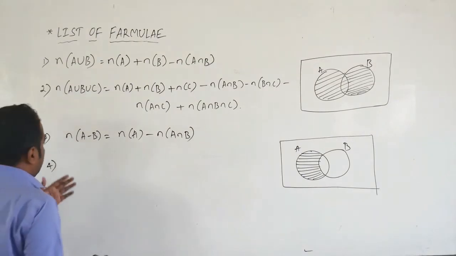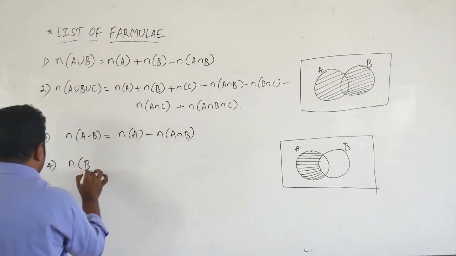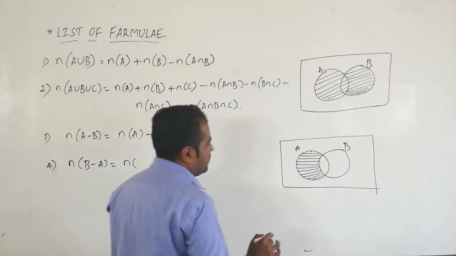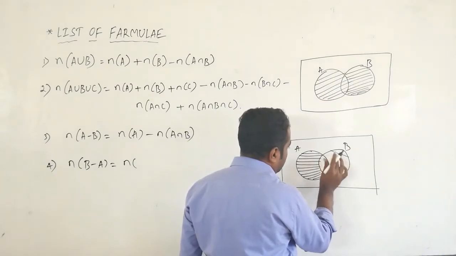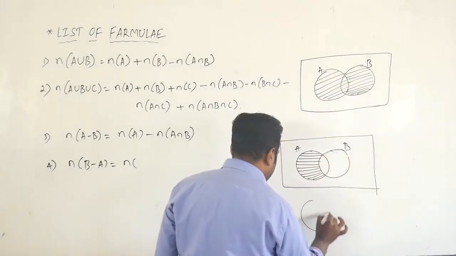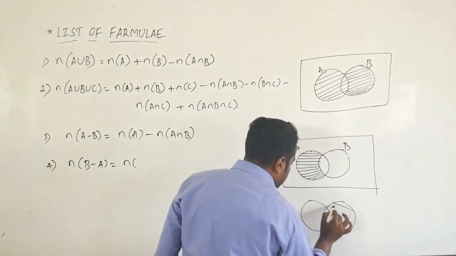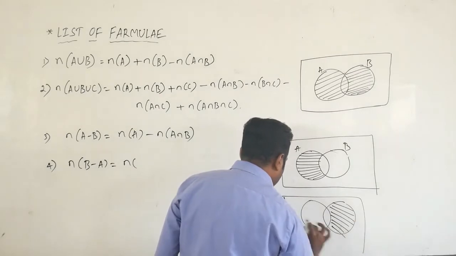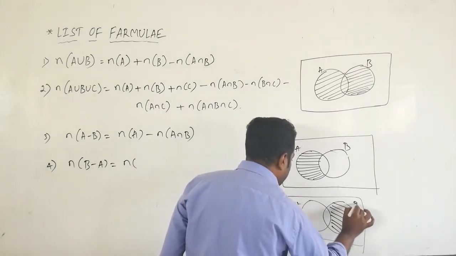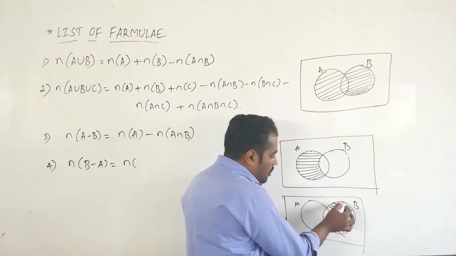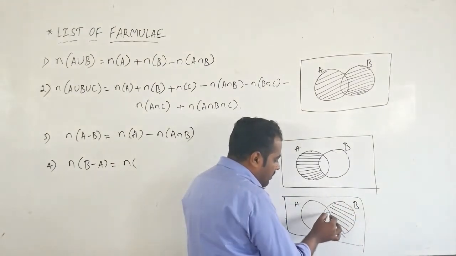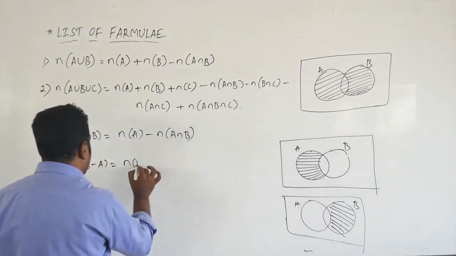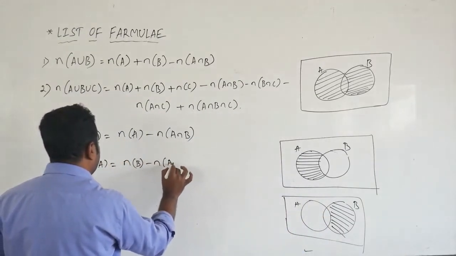Fourth one, n of B minus A. N of B minus A is the same. This is the B minus A space in set A, set B. B minus A is nothing but the whole set B minus the common space A intersection B, that is n of B minus n of A intersection B.